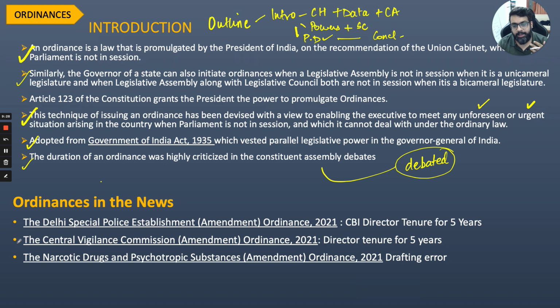In fact, when the Supreme Court had pronounced the triple talaq judgment, the government had first promulgated an ordinance criminalizing triple talaq, which later got converted into a proper law criminalizing it and invalidating it. So there is a cycle to it, there is a judicial reviewability to it, and there are of course certain discussions and ramifications to it.